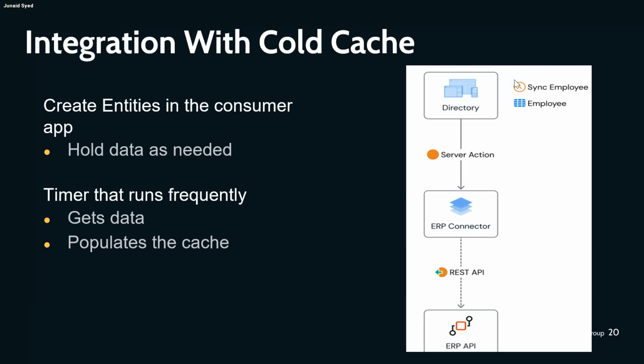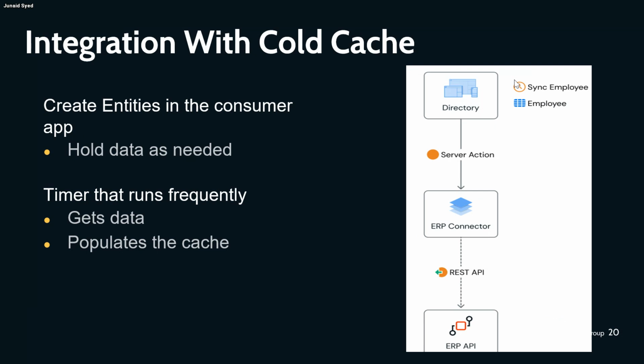The next integration possible could be with cold cache. In the case of cache, as we all know, we cache the information until it becomes irrelevant. So let's say I have a certain requirement based on certain criteria, and I request that information and pass on the criteria to the third party system, and I get the response back.